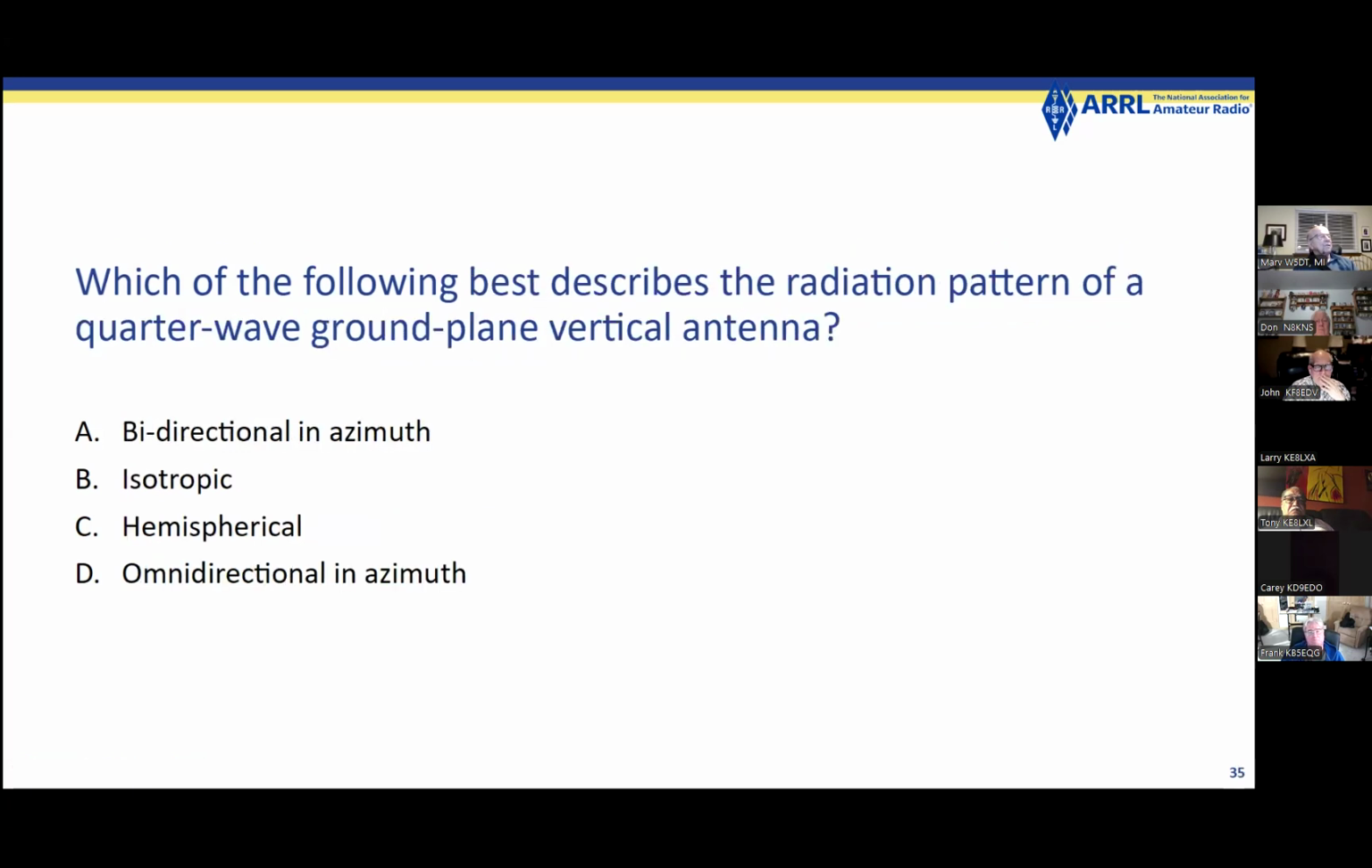Which of the following best describes the radiation pattern of a quarter wave ground plane vertical antenna? Bidirectional in azimuth, isotropic, hemispherical, omnidirectional in azimuth. D. That's Delta. D, omnidirectional in azimuth.